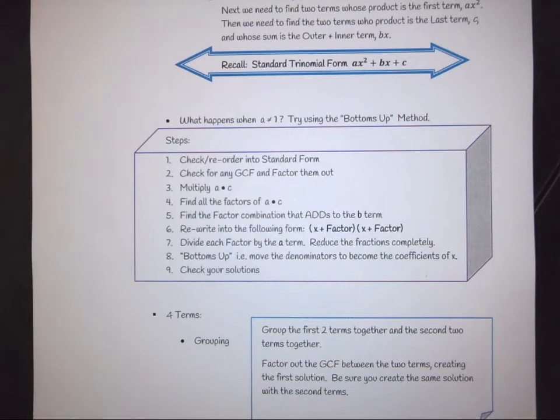Now, once you rewrite it into your new form, you need to divide your factor by your A term and then reduce your fractions. Bottoms up comes from your last step, where anything left in the denominator of your fraction will bottoms up and become the coefficient of the x value, or the variable. So that is 3 terms.